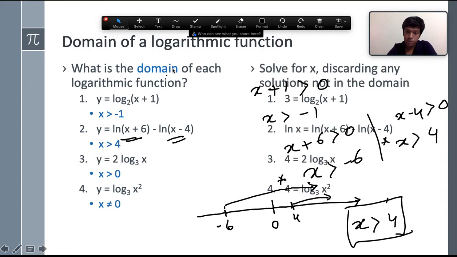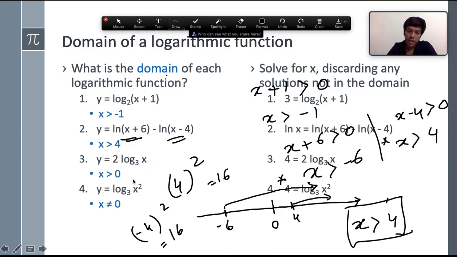Suppose you have x equals 4, 4 squared. So it becomes 16, and if you put minus 4, this also becomes 16. So a negative number and a positive number both fit in this function, in this equation. So that's why we are not saying that x is greater than 4, because that's not true here. The power is even, and an even power can take negative numbers.